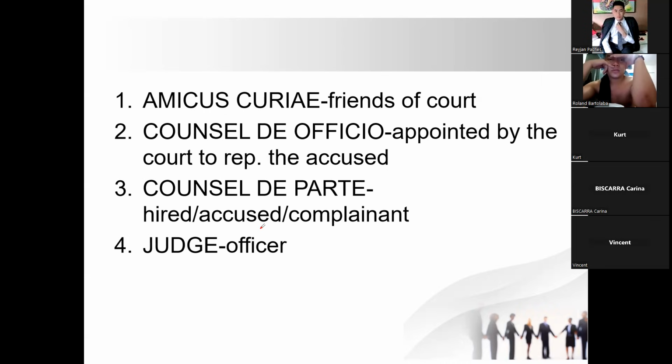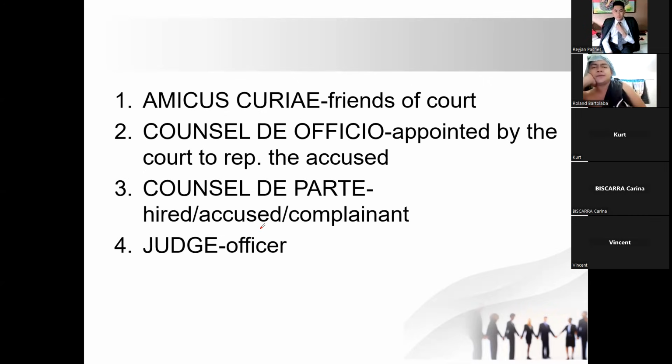Then we have the counsel de parte class. Of course, it is hired by the accused or yung tinatawag natin na complainant. Or of course, a victim can have yung tinatawag natin na counsel de parte. Okay? So ibig sabihin, may freedom sila class to choose. Kung bibigyan sila ng korte ng galing sa public attorney's office, tapos sa tingin nila medyo matatalo sila, of course, meron silang karapatan to have their own independent and legal counsel class.